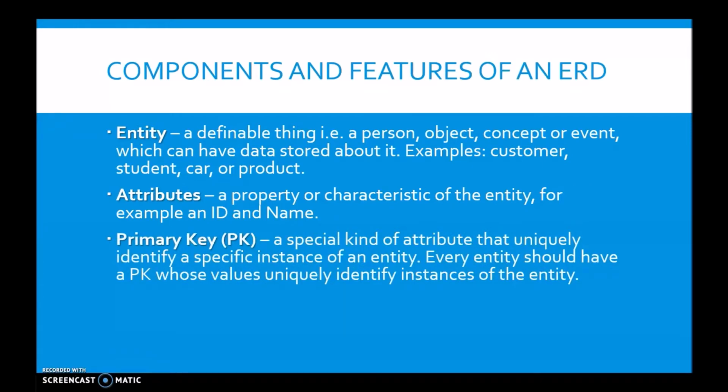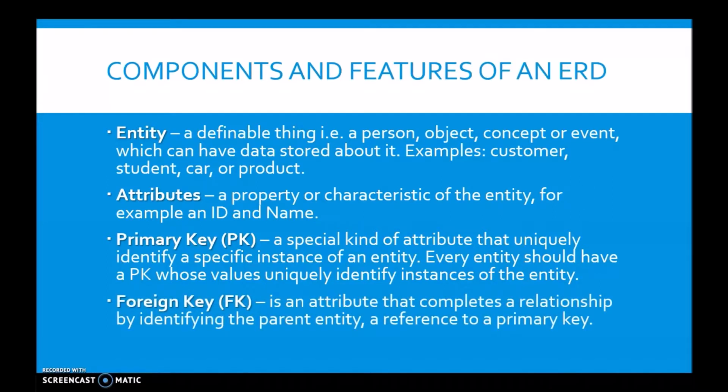We have a primary key, which is a special kind of attribute. It identifies the instance of the attribute in the entity uniquely. So it's a unique identifier within an entity, essentially. Every entity would have a primary key. We also have a foreign key, which is when we're using an entity within another entity. So when we have an entity that we want to refer to within an entity, that would be a foreign key within an entity. This will all make sense once we get some diagrams up here.